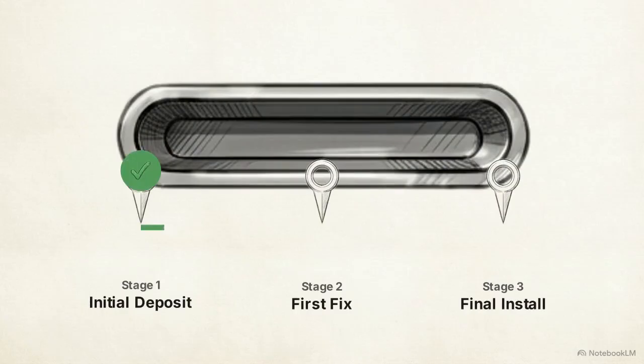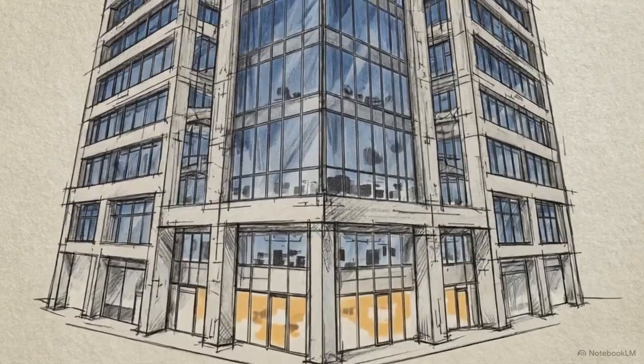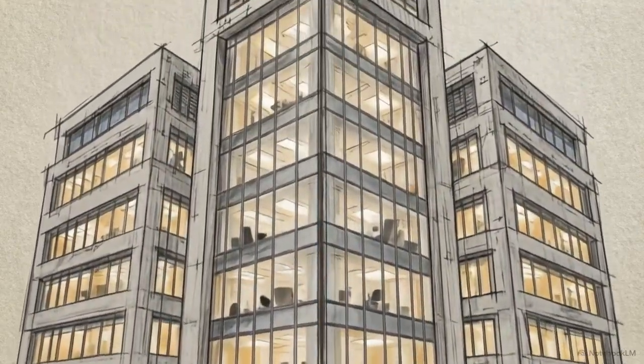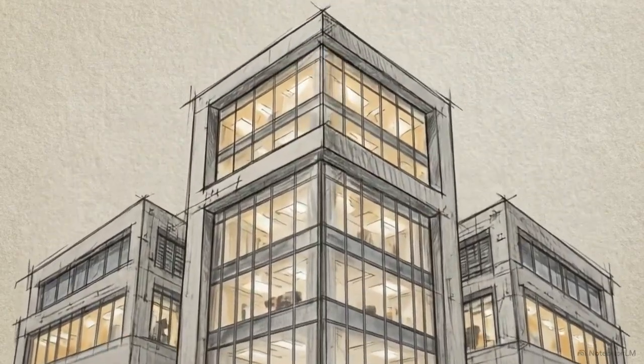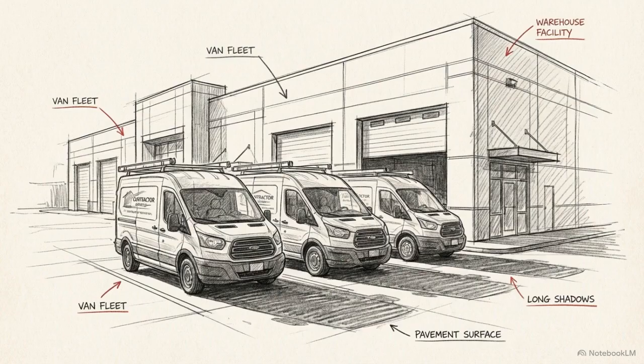You now have a structured, 3-stage framework for securing milestone payments on any major electrical project. This is exactly how you successfully fund and complete large commercial projects without putting your own personal livelihood at risk. Open your quoting software immediately. Edit your next big proposal to include this 3-stage structure before you send it out. Protecting your cash flow today is the only way to safely scale your business tomorrow.